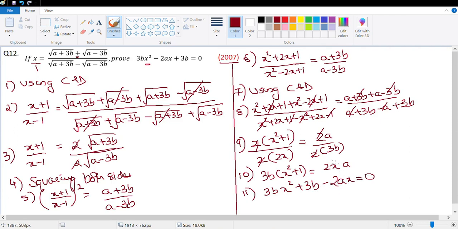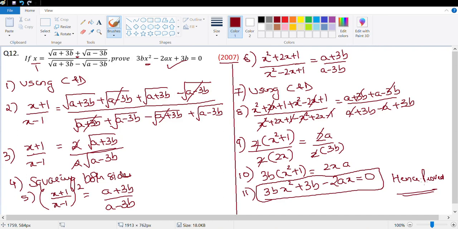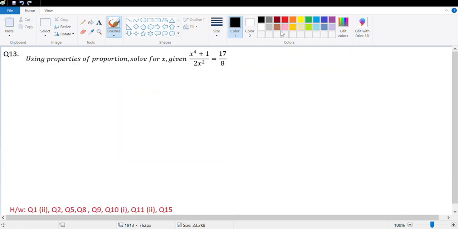That's exactly what they wanted us to prove. 3bx square minus 2ax plus 3b is equal to 0. Hence proved. Very interesting question. It appeared in your board exam as well. That brings me to the last question of this exercise that I solved with you, which is question number 13.